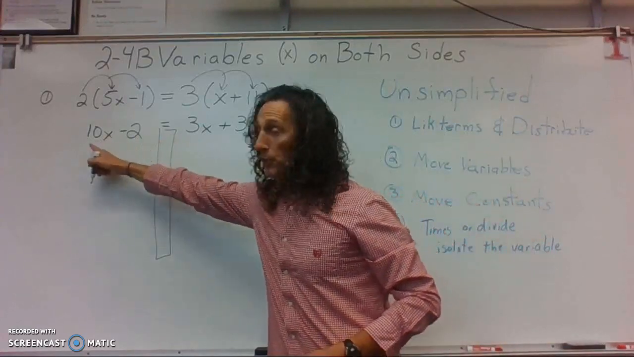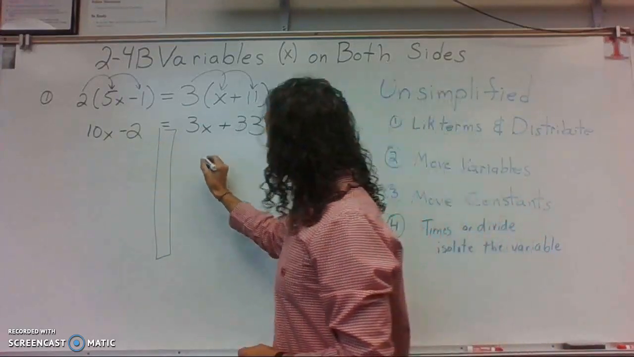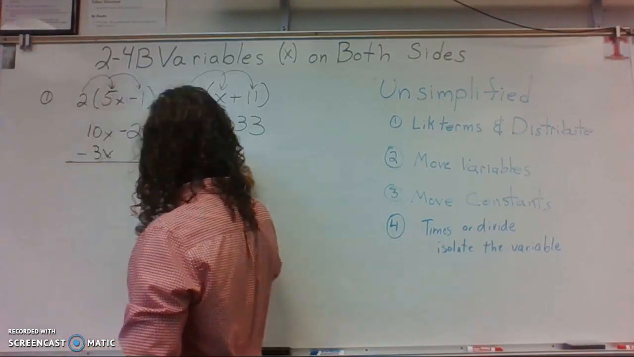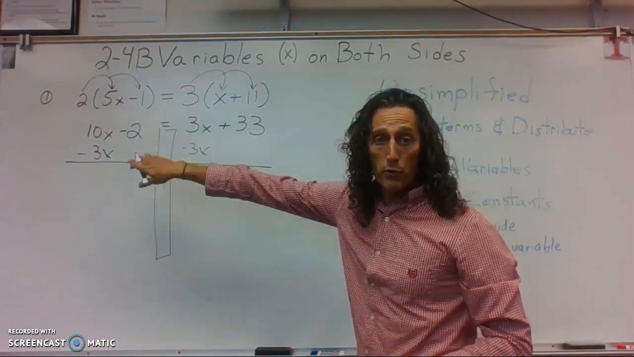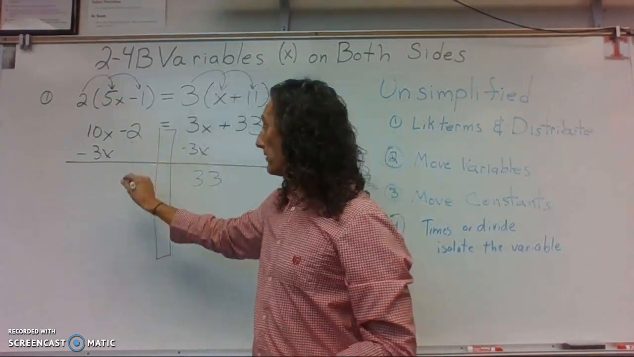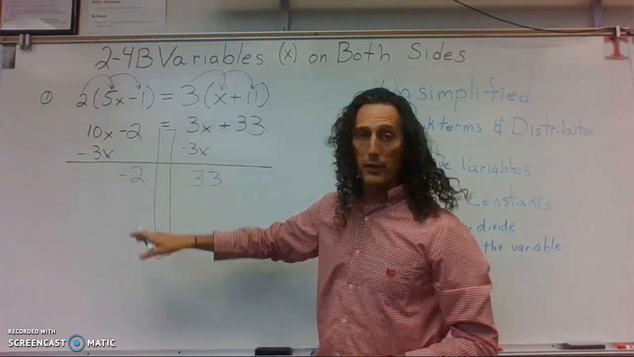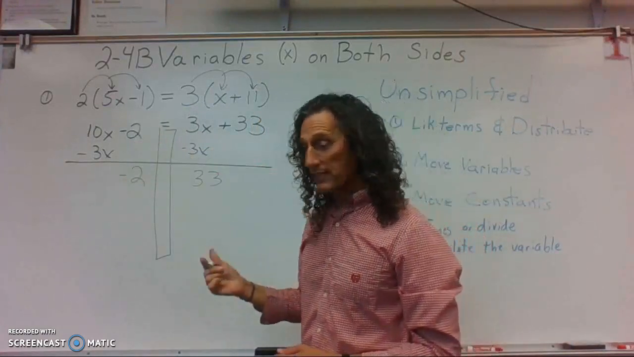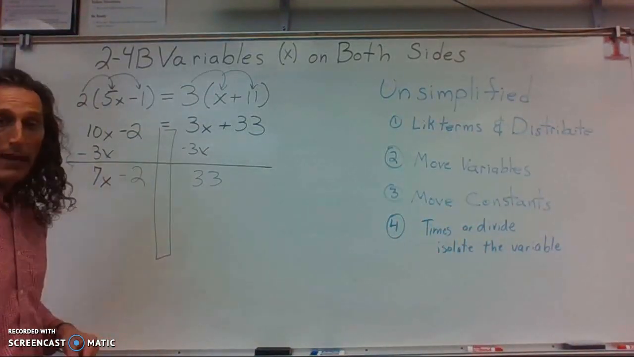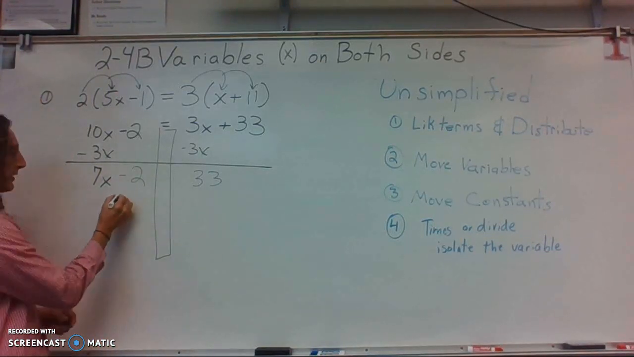The 3x wants to get over to the 10x. So that's minus 3x. Minus 3x. He's now moved over there. The 33 falls down. The negative 2 falls down. And then we go 10x minus 3x, and you get a 7x. And then you're back to a 2-step equation.